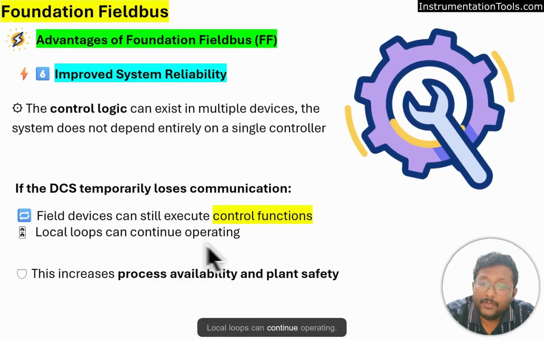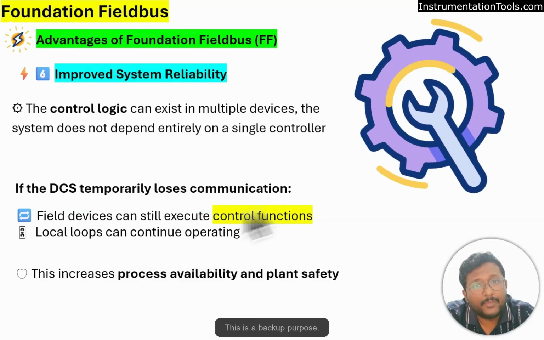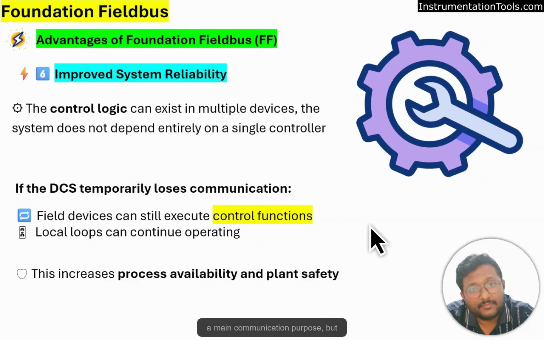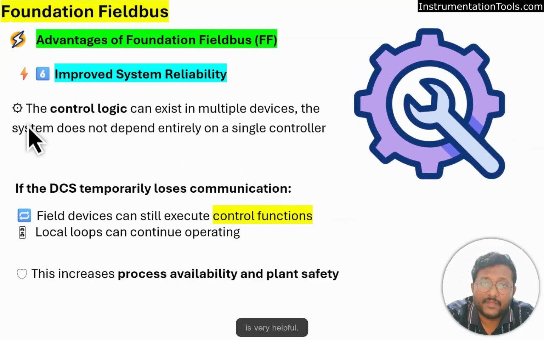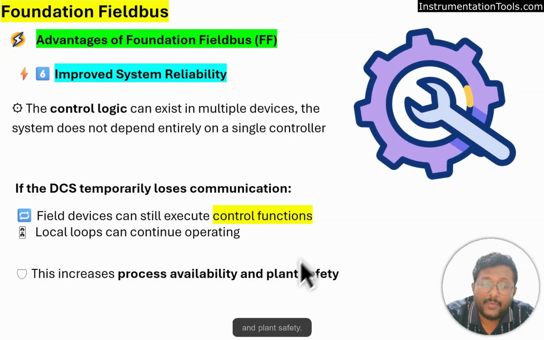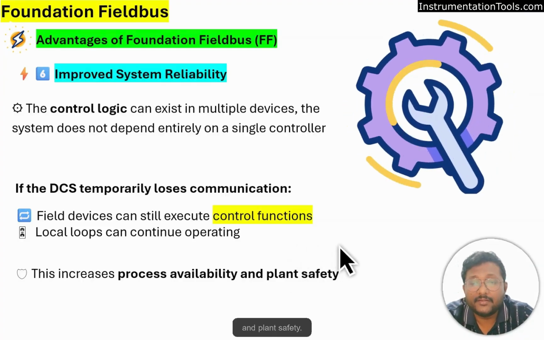Local loops can continue operating. This is a backup purpose. Generally, we do not use it for a main communication purpose, but as a backup it is very helpful. So this increases process availability or system availability and plant safety, right?